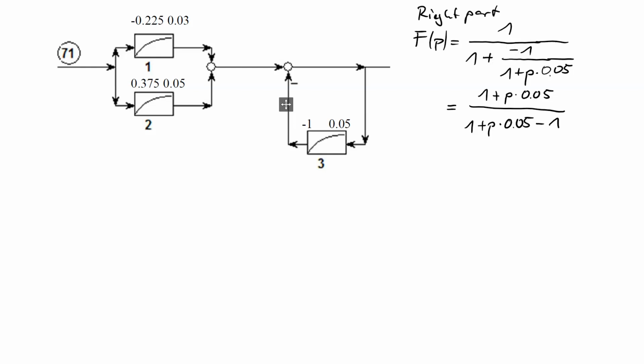So you see this +1, this -1, remove themselves, and we have finally the following behavior. This is 1 plus P times 0.05 divided by P times 0.05. This here is a PI block, a PI block with a positive feedback of a PT1. Yeah, this behaves exactly like a PI.